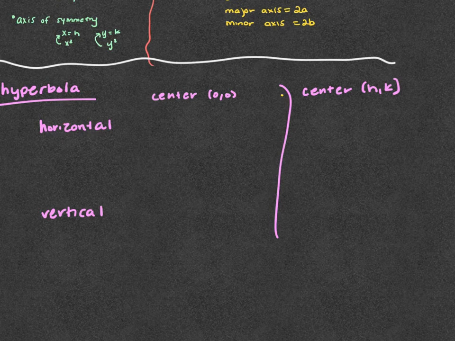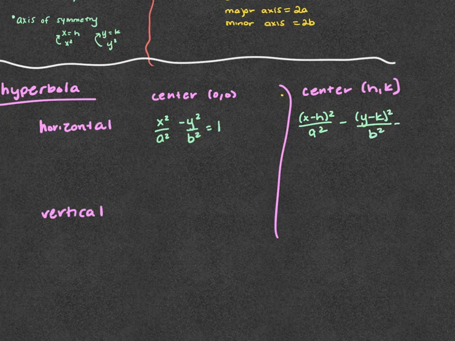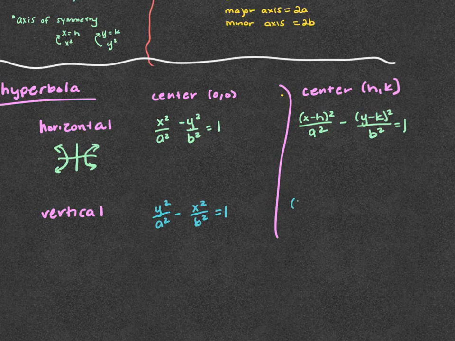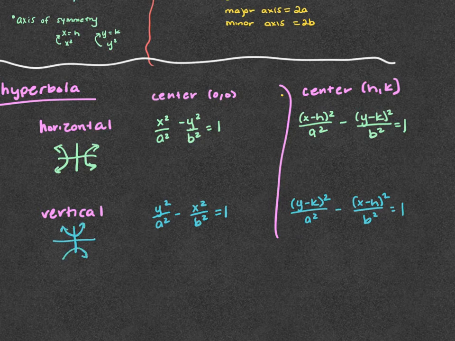The standard form, if it's horizontal, is x squared over a squared minus y squared over b squared equals 1, or (x minus h) squared over a squared minus (y minus k) squared over b squared equals 1. So the branches are going to be pointing out with a horizontal, like this and this. The vertical is the other way around: y squared over a squared minus x squared over b squared equals 1, or (y minus k) squared over a squared minus (x minus h) squared over b squared equals 1. And this time the vertical, they open up and down.